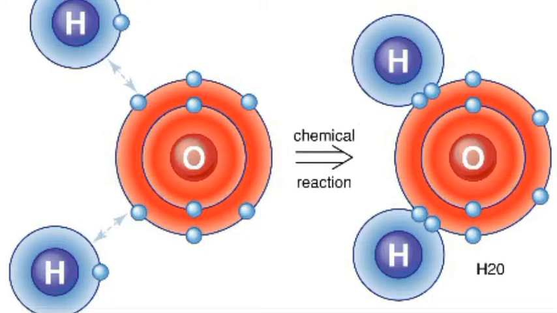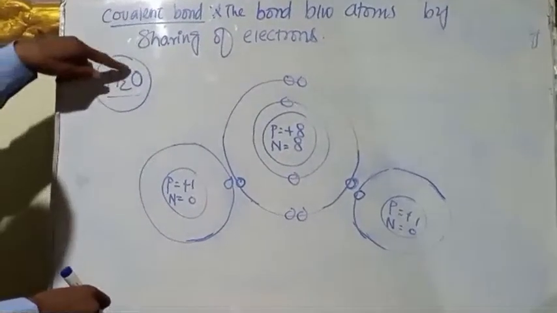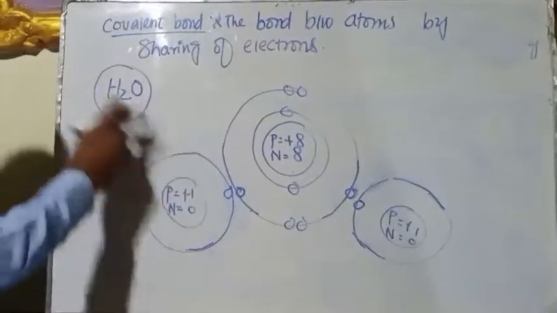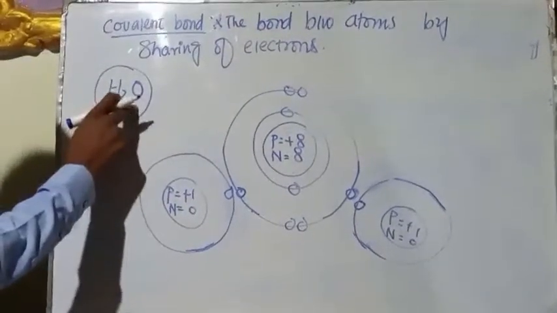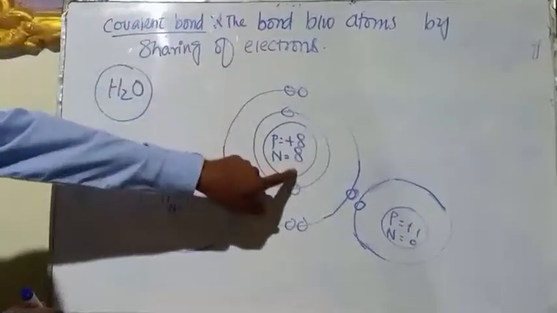For this, we will take the example of H2O. So the H2O molecule is formed by oxygen and hydrogen using covalent bond. So how is the covalent bond formed between hydrogen and oxygen to form water? First, we will make the structure of the oxygen atom.